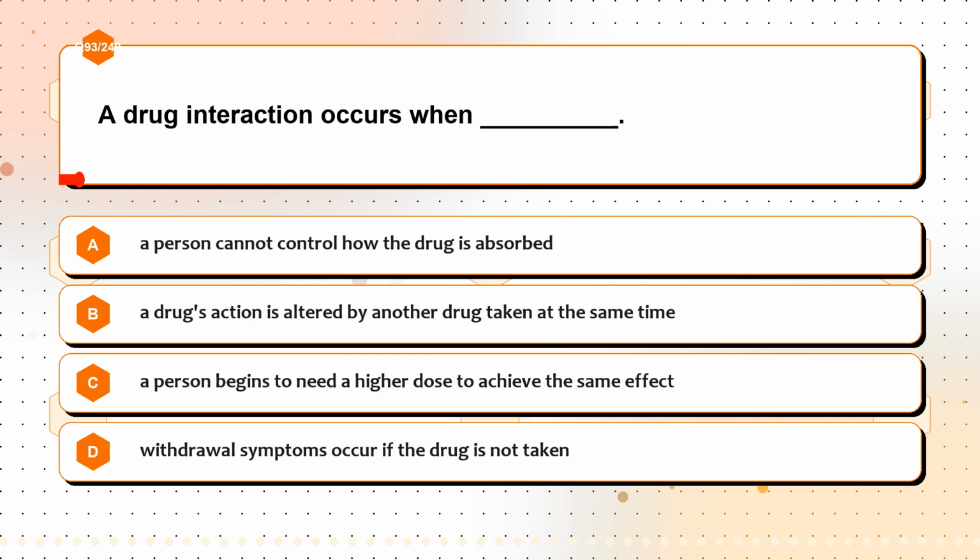Question 93. A drug interaction occurs when blank. Here are the options. Option A. A person cannot control how the drug is absorbed. Option B. A drug's action is altered by another drug taken at the same time. Option C. A person begins to need a higher dose to achieve the same effect. Option D. Withdrawal symptoms occur if the drug is not taken.